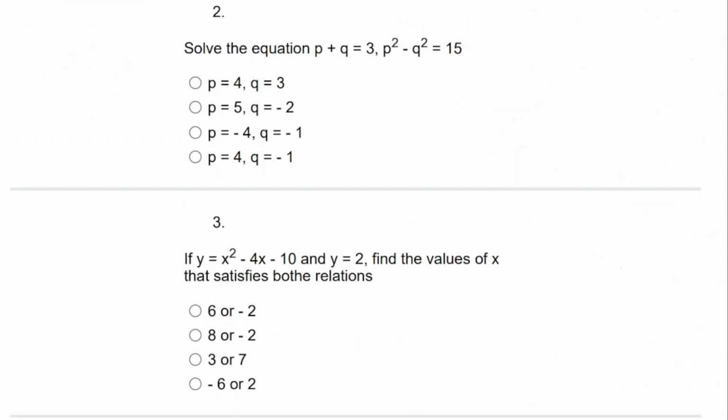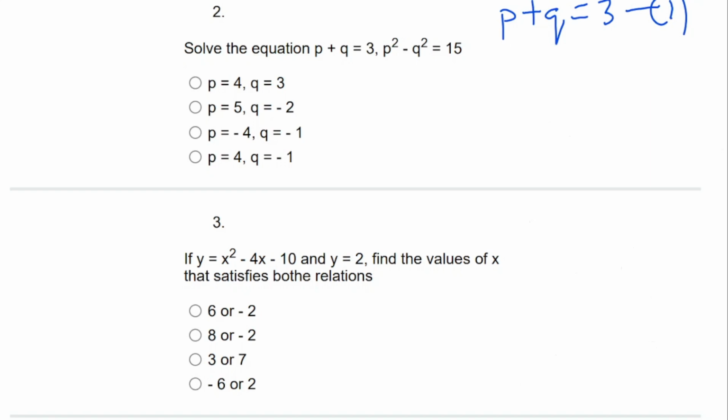All right, question number 2 now. Solve the equations p plus q equals 3 and p squared minus q squared equals 15. The same thing we're going to do. You can see one is linear, one is quadratic. So what we're going to do, let's write it out. We have p plus q equals 3. This is equation 1.